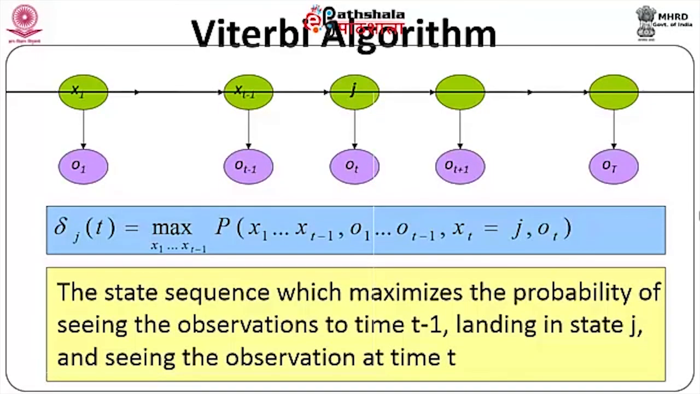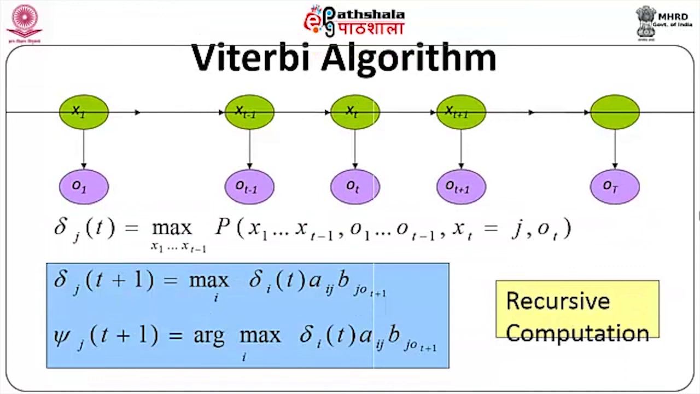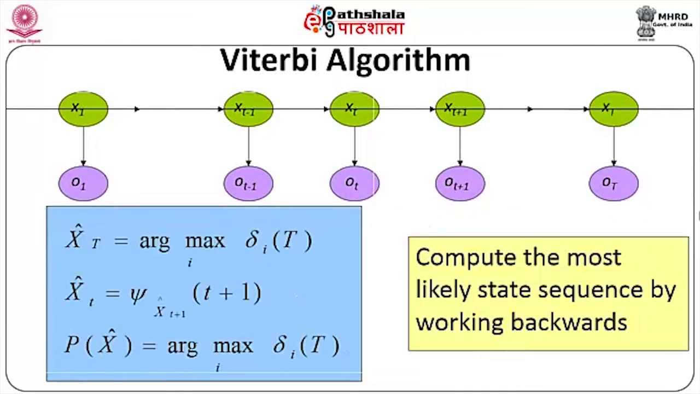And so this is the maximum. Delta j of t is equal to the maximum over x1 to xt minus 1, that is, observation 1 to observation t minus 1, with xt equal to j. The state sequence maximizes this probability of seeing the observations up to t minus 1, landing at state j, and seeing the observation at time t. So that is the maximum. This we have already spoken about.